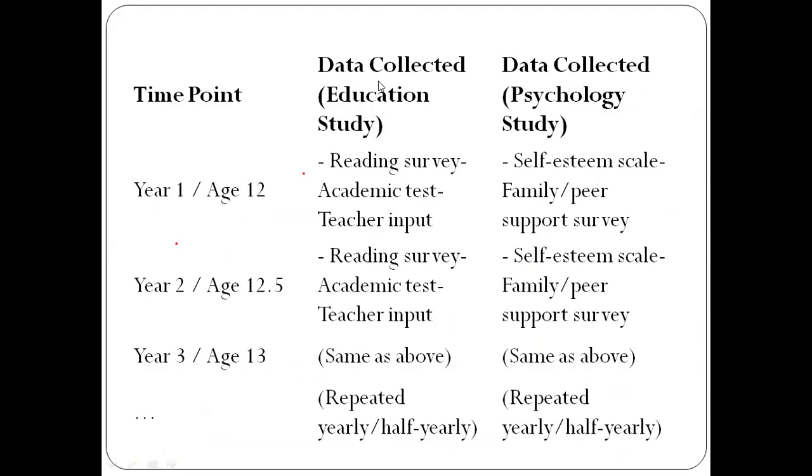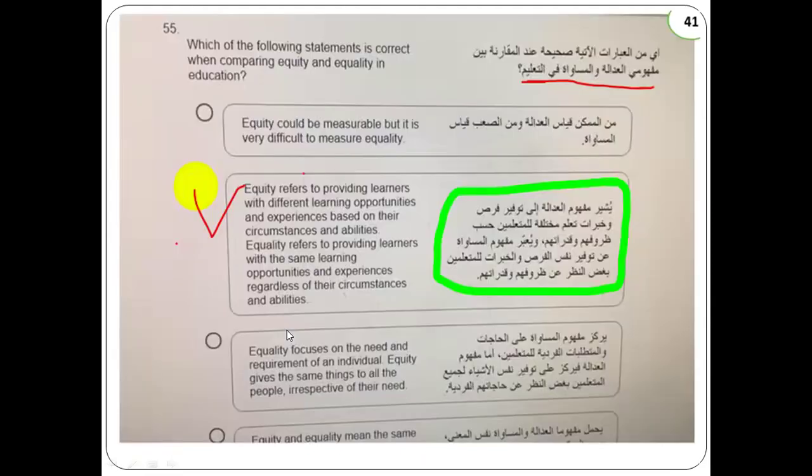Again, data is collected in education. This is the same variable: reading survey, reading survey, reading survey. That's why we call it longitudinal. And you can see how the progress is going to be improved. I hope you understood this.